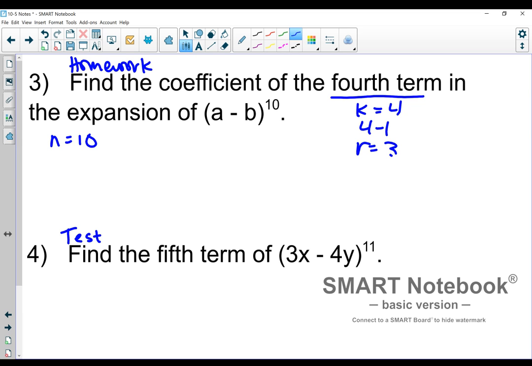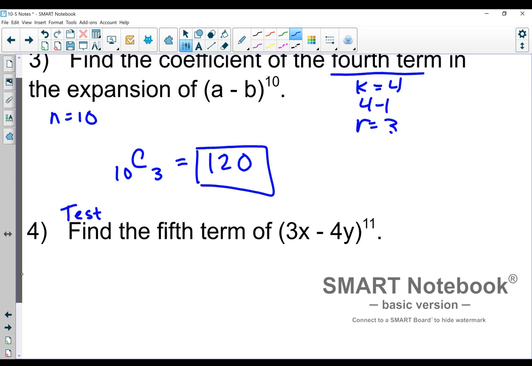So I need to find 10C3. That's going to be my coefficient. And then the a, oh, we're not even doing that though, right? We're only finding the coefficient. Okay, so we'll stop here. I was going to finish off the term. But 10C3 is going to be 120. So I would know the coefficient on that term is going to be 120.